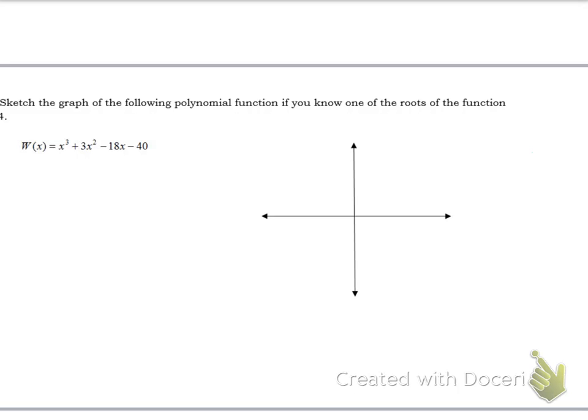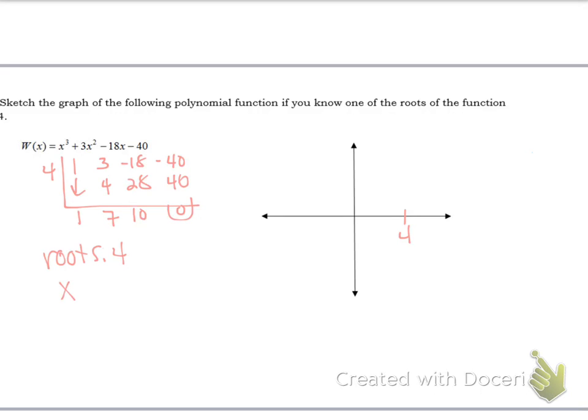Okay, my next one, it says, sketch the graph of the following polynomial function if I know one of the roots is 4. So I know the root is 4, so if I put my roots down here, I know one of them is 4, so I know it's crossing at 4. I got to find some other ones. So since I know one of them's 4, I can use synthetic division to find the others. So I'm going to stick that 4 out there. I got cubed, squared, my normal. Okay, so I'm going to drop this one, multiply, add, multiply, add, multiply. I started off cubed, I jumped down to squared.